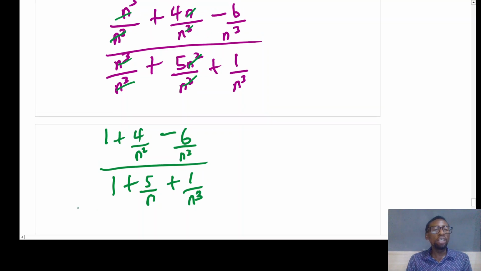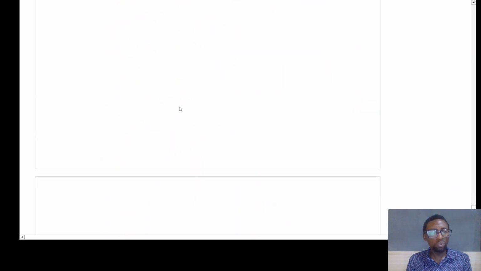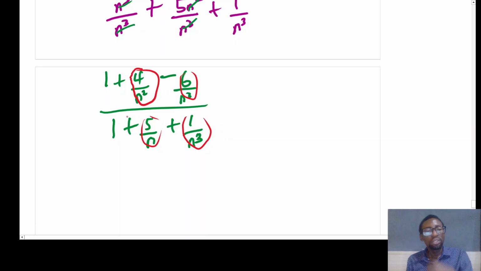Now this limit to infinity here actually means undefined. So at what point will I make all of these that have fractions undefined? That's a fraction, that's a fraction, that's a fraction. It will be undefined when the denominator is 0.